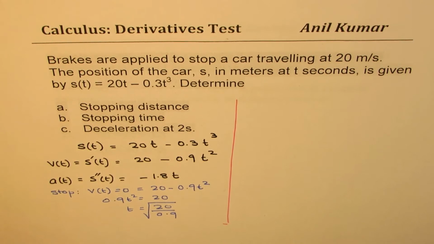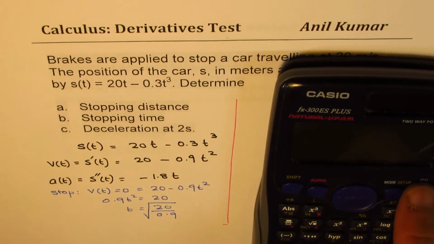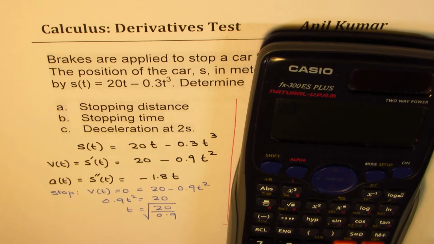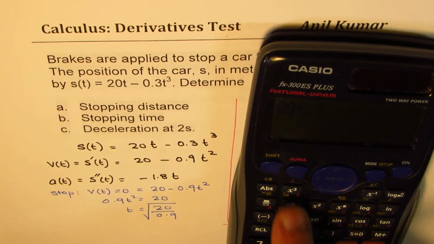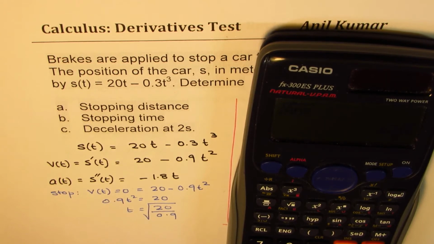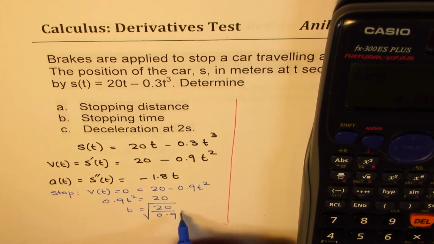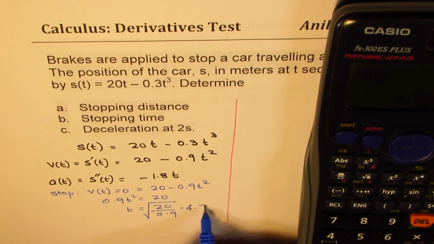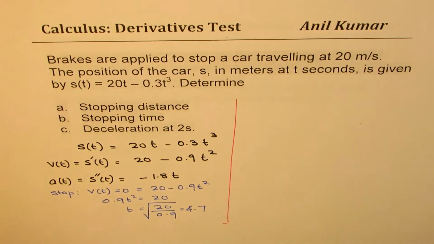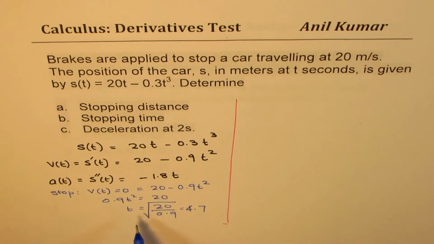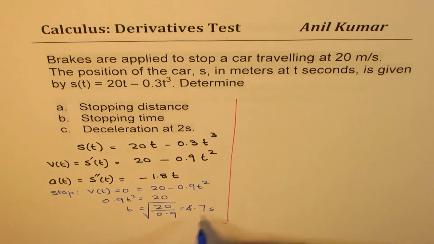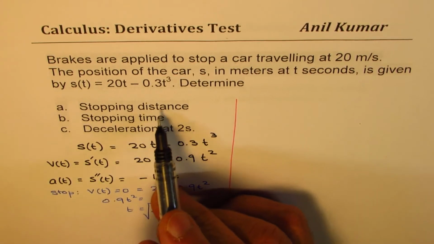So let's calculate this value. 20 divided by 0.9, and then we'll take the square root of our answer. We get in decimals 4.714. So let's write this as 4.7, right? So we'll just round it to one decimal. So after 4.7 seconds, the car will stop. So now we can find stopping distance.